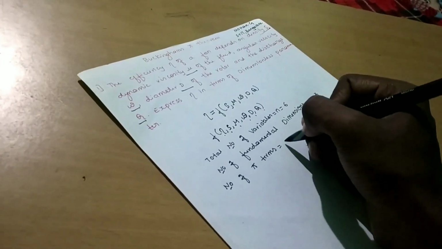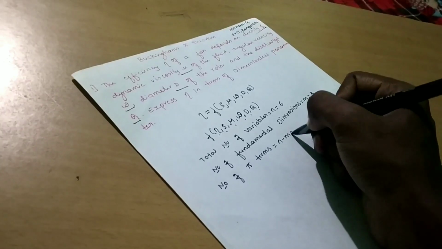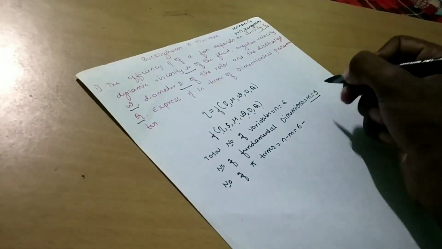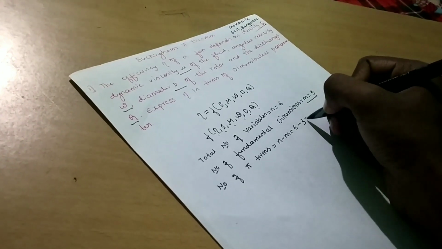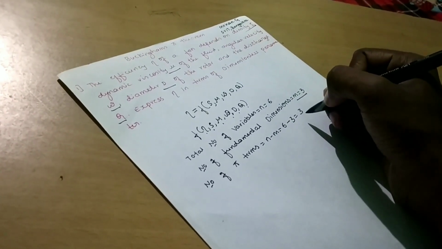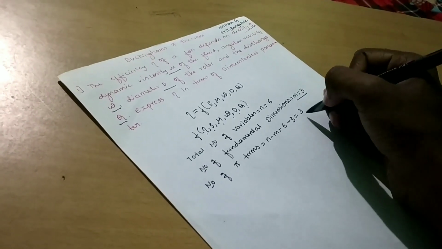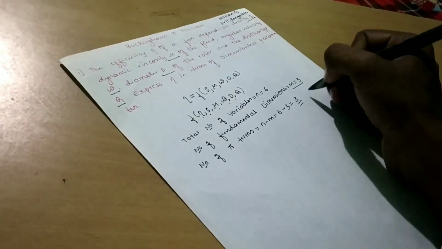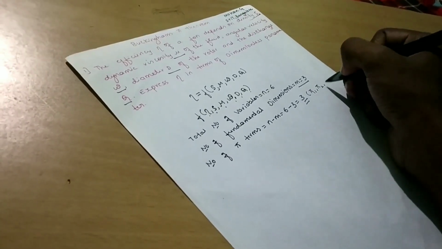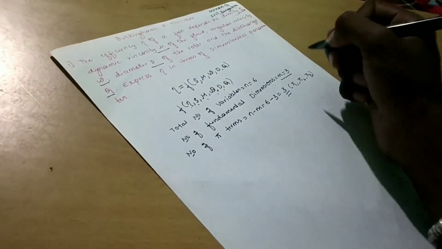The formula is n minus m. Here the n value is 6, that is the number of variables, and the m value is 3. 6 minus 3 is equal to 3. Therefore in this problem we will have 3 pi variables: pi 1 term, pi 2 term, and pi 3 term.